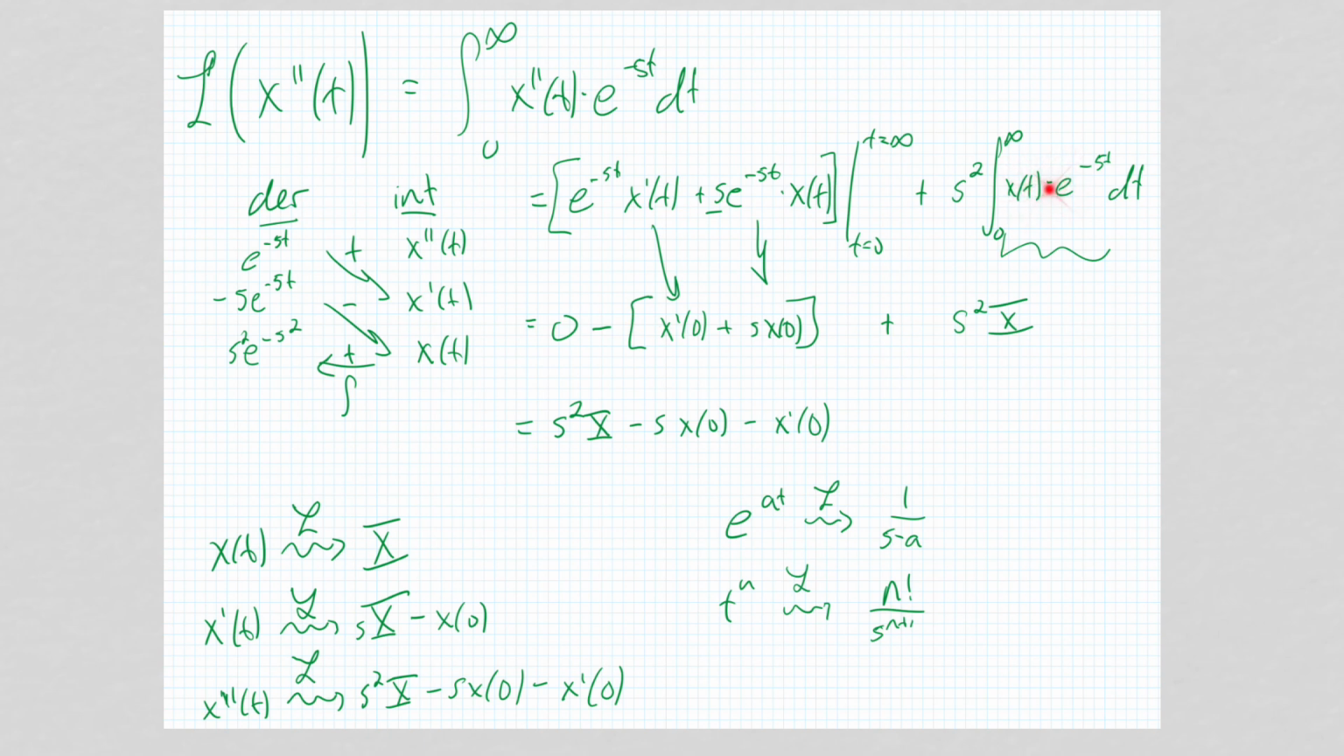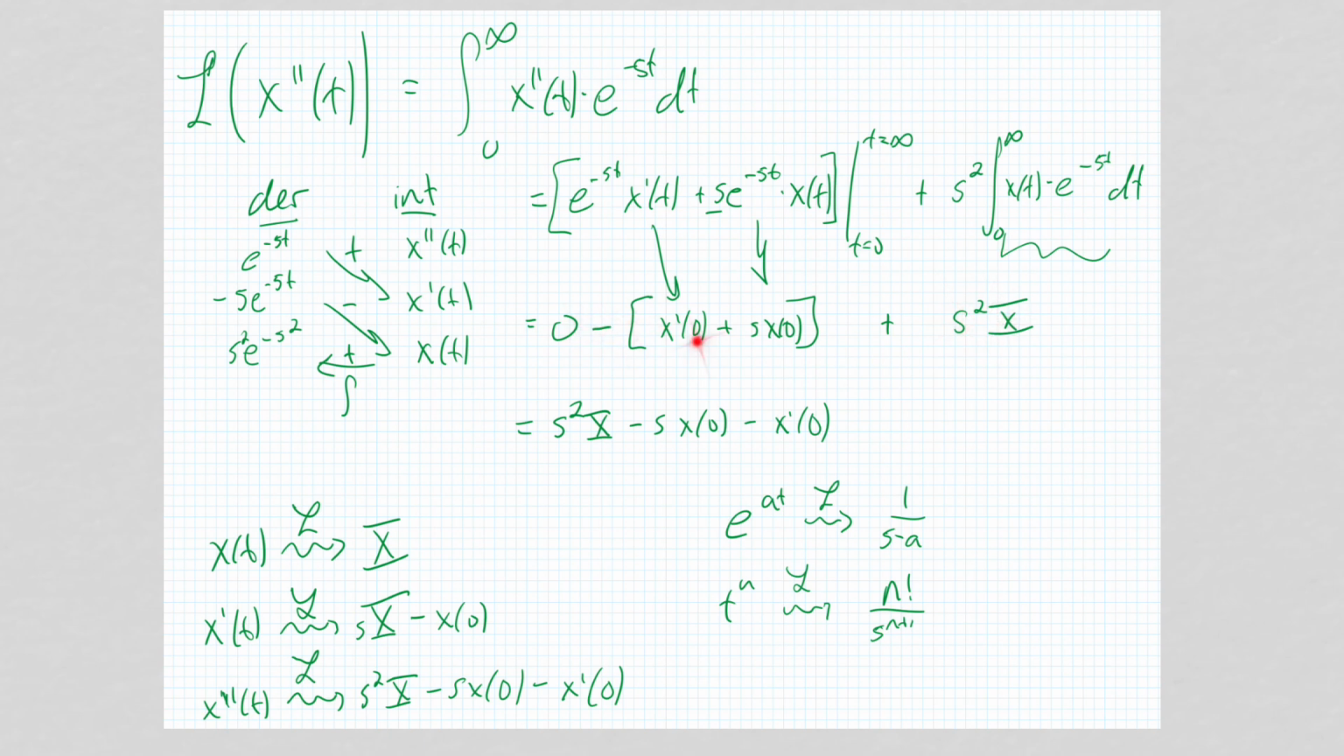This is just the Laplace of x of t. Integral from 0 to infinity of x of t times e to the negative st dt. Bam! That's the Laplace of x of t, which we're just going to replace with big X. Sorry for that little bobble there. Anyway, so I get s squared times big X.